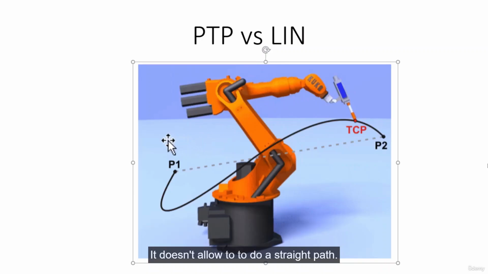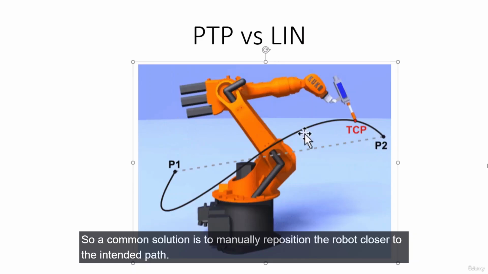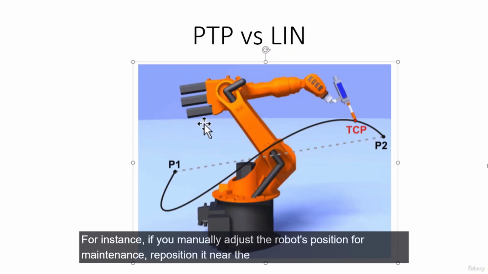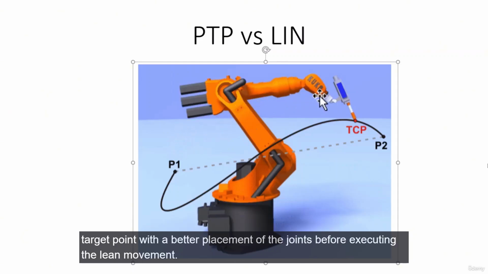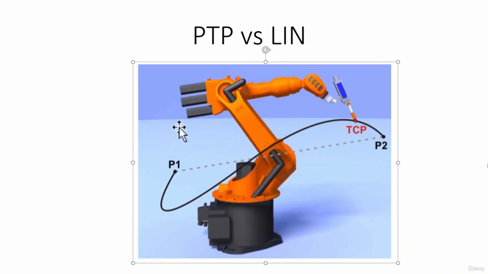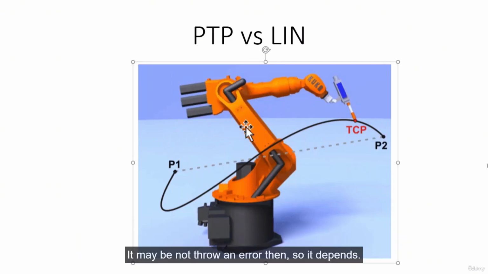It doesn't allow a straight path. So a common solution is to manually reposition the robot closer to the intended path. For instance, if you manually adjust the robot's position for maintenance, reposition it near the target point with a better placement of the joints before executing the linear movement, and it may not throw an error then.